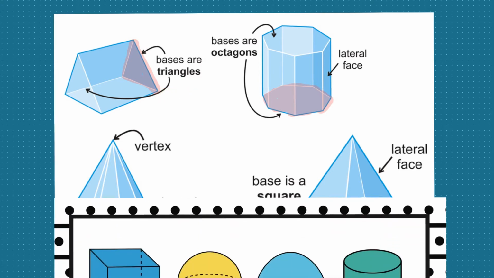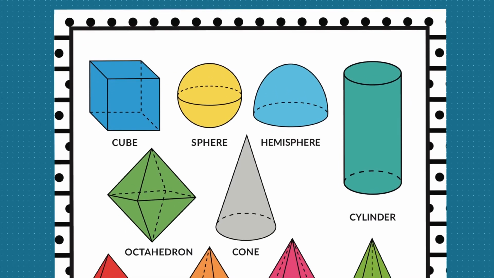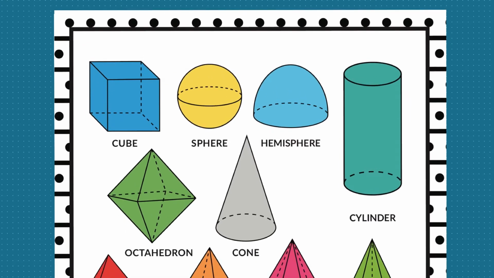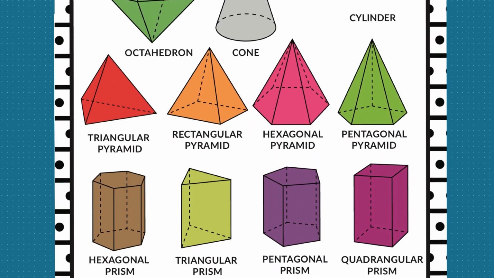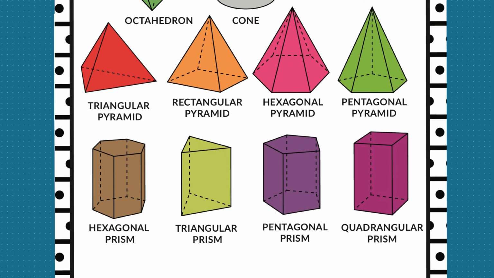Here's some other three-dimensional shapes. We don't call a cylinder or a cone a circular prism or a circular pyramid. They have their own special names. But down here you can see that you can have a hexagonal pyramid and a hexagonal prism, or a pentagonal pyramid and a pentagonal prism. So the top, those are pyramids, bottom, those are prisms.